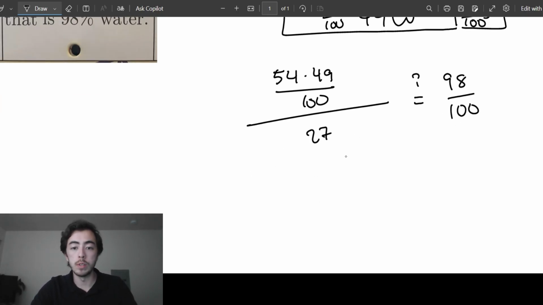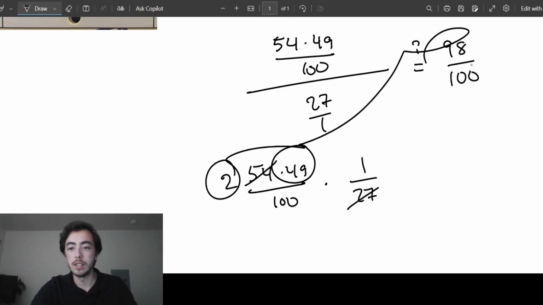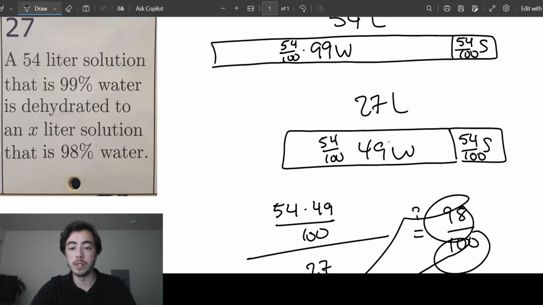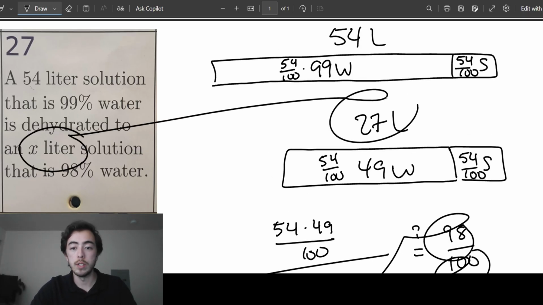We could do a little bit of fraction division by keeping the top one the same, changing it to multiplication, and then flipping the bottom fraction. And then here I can see that 54 and 27 could simplify to a 2. So 2 times 49 does give the 98, the 100 stays, and I know that these proportions, this divided by that, still does give 98%. So overall, we still do have 27 liters, and we're all done.